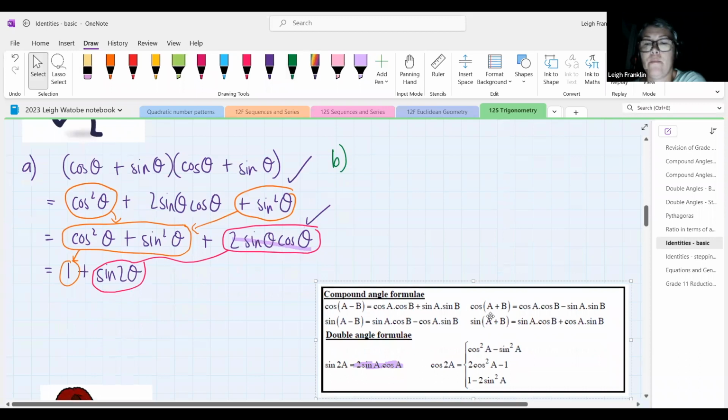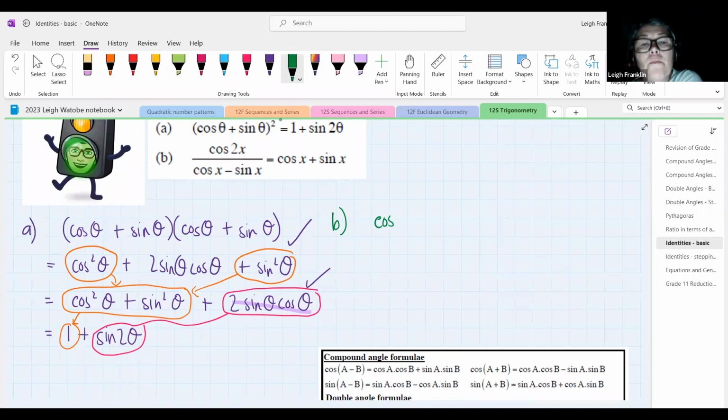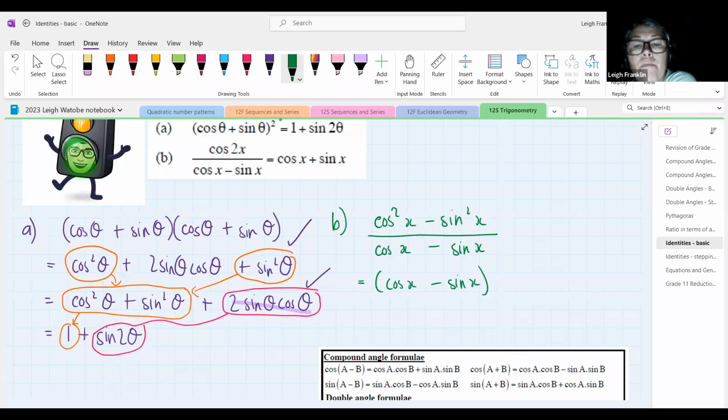Ma'am, it's the very first one. Cos squared x minus sine squared x. Lovely. And Zandile, what did you do after you'd written cos squared x minus sine squared x and you'd written the denominator? What was your next step? My next step is I realized that it was a difference of two squares. Good. And then in the first bracket, it was cos x minus sine x. In the second bracket, cos x plus sine x. Very nice.